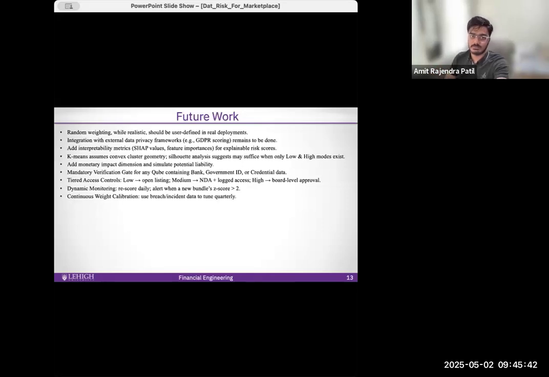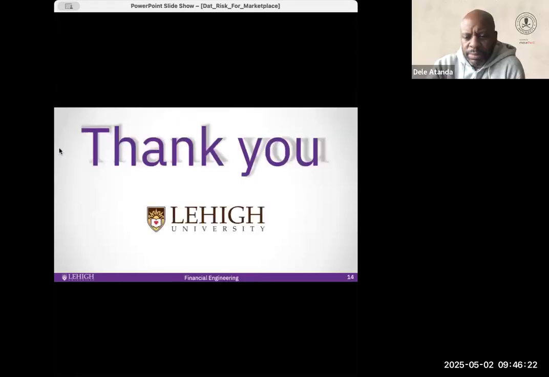Then the future work. There are multiple things which need to be done, but the major one I need to point out is integration with any external data privacy framework like GDPR scoring, which will be helpful. Also, k-means in the current scenario assumes convex geometry, but a silhouette analysis may differentiate the low and high modes. I feel that this will impact the monetary impact dimension, which means integration with Tolu's work. So yeah, that's my side.